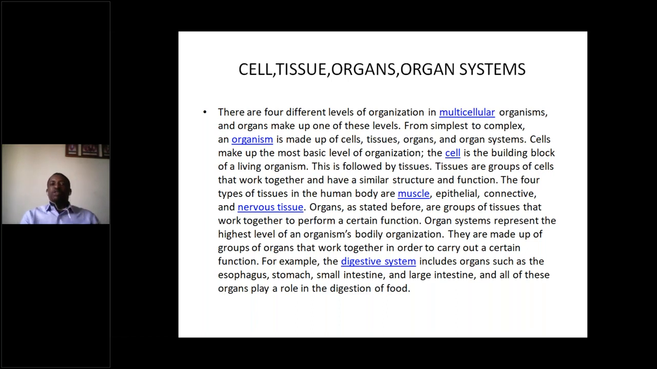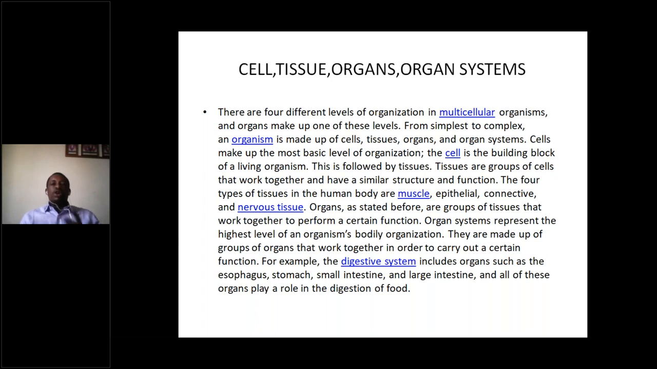There are 4 different levels of organization in a multicellular organism. Now remember, we have unicellular organisms and we have multicellular organisms. From the way we call it, unicellular organism, one cell. Amoeba, one cell. Multicellular organisms have many cells. Some organisms may have 1 cell, some may have 10 cells, some may have 20 cells, some may have cells in trillions. Like the human body, an average person has 37.2 trillion cells. That's amazing.